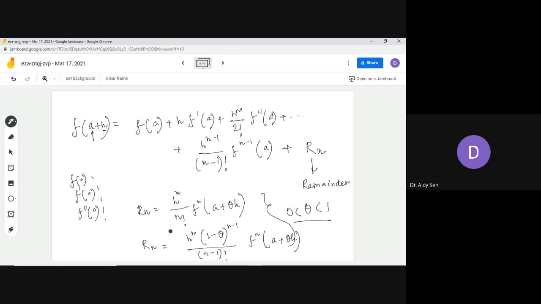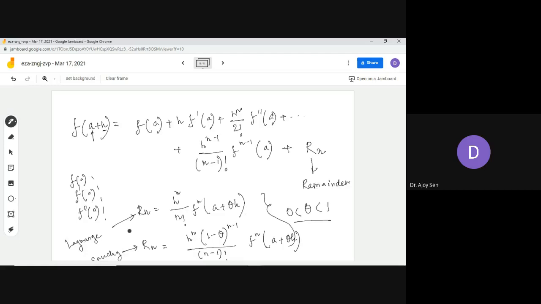The first form which I have written is called Lagrange's form. This remainder term is called Lagrange's remainder, and the last one which I have written is called Cauchy's form of remainder. So you will be asked to write Taylor's theorem, or give an example, whatever. There will be clear instruction whether it is Lagrange's form of remainder or Cauchy's form of remainder. Or sometimes you may be asked what the Lagrange's form of remainder or the Cauchy's form of remainder is in Taylor's theorem. So this thing they can ask.